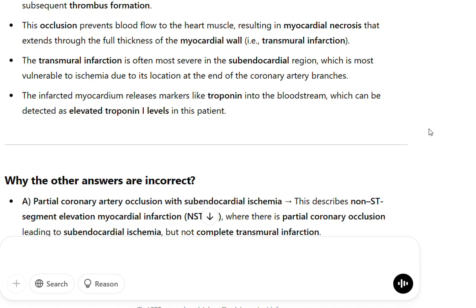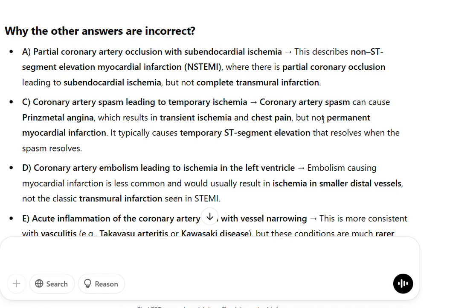Why the other answers are incorrect. A. Partial coronary artery occlusion with subendocardial ischemia. This describes non-ST segment elevation myocardial infarction, NSTEMI, where there is partial coronary occlusion leading to subendocardial ischemia, but not complete transmural infarction.